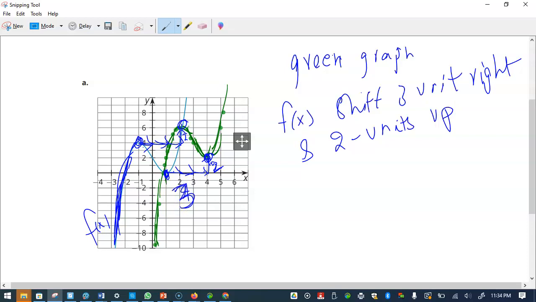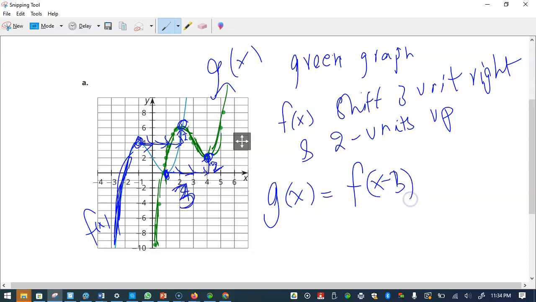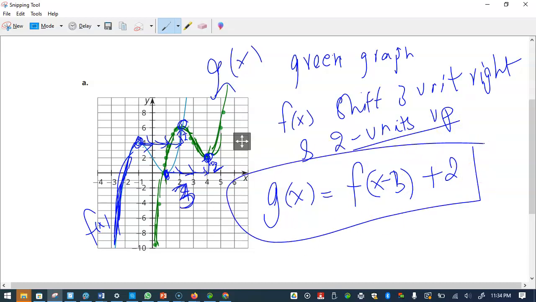So how do I write that new function? I want you to get used to this. If g(x) is the green one, we can write f of x shifted to the right, which means you put x - 3, and then it goes 2 units up, which means + 2. See, so beautiful. And you're done. That's all it is supposed to do in this example.